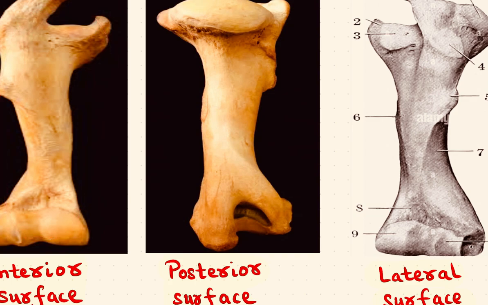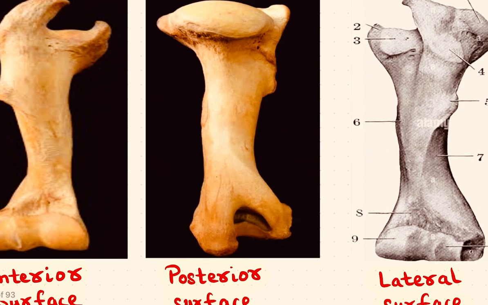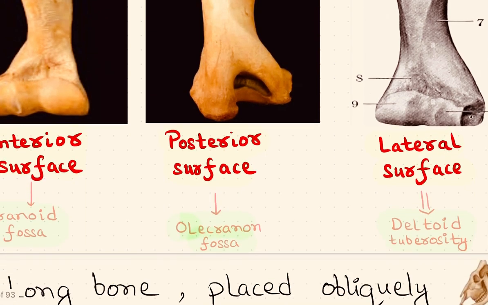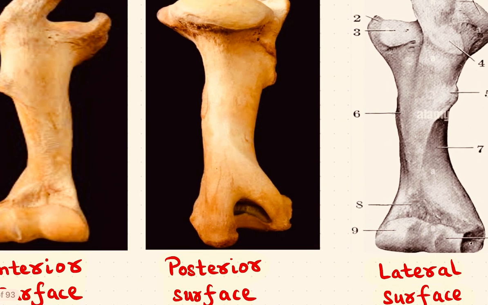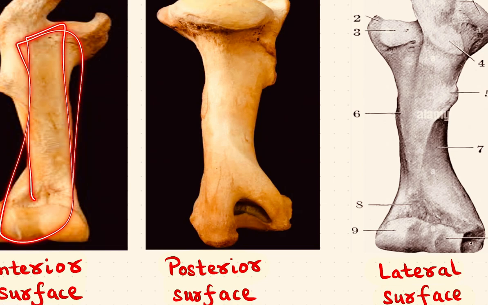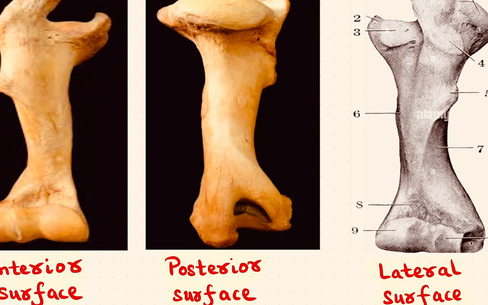So how will you recognize that this surface is the cranial or anterior surface? For that you have to see this fossa. This fossa in the distal extremity is known as the coronoid fossa. Fossae are depressions. So the region where this coronoid fossa is present is the anterior surface or cranial surface.